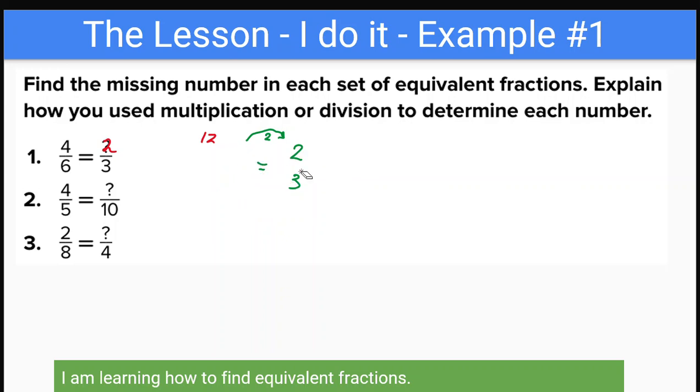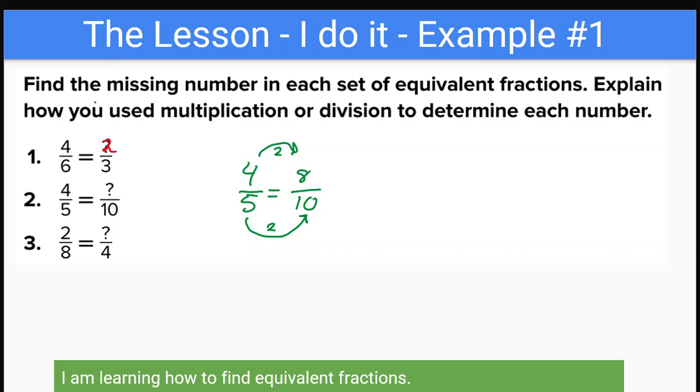Let's get rid of all this stuff. Okay, let's clean the board. It says 4/5 equals something over 10. We don't know what it is. Well, you can multiply the denominator by something to get 10. 5 times what is 10? Right, 2. And do the same thing up here. 4 times 2 is 8. Now, 4/5 equals 8/10.